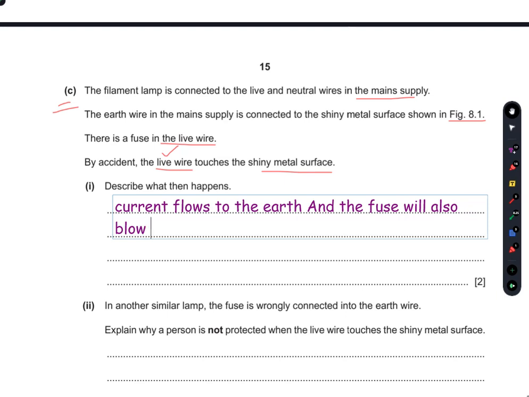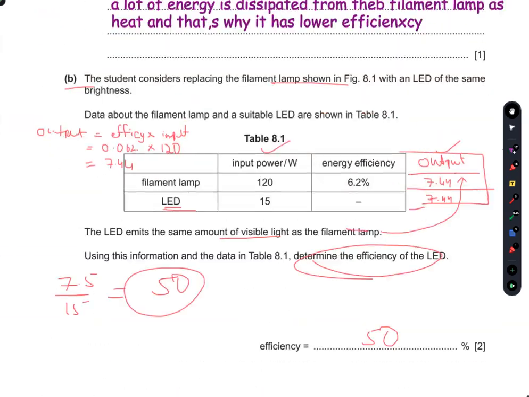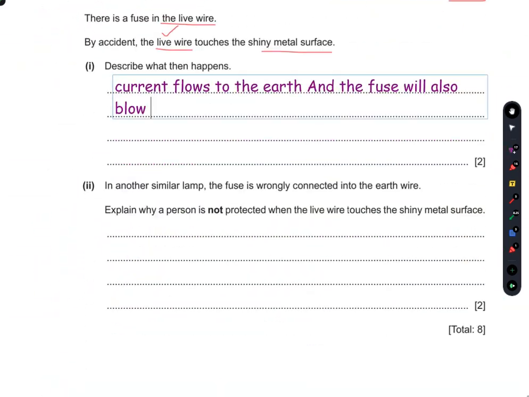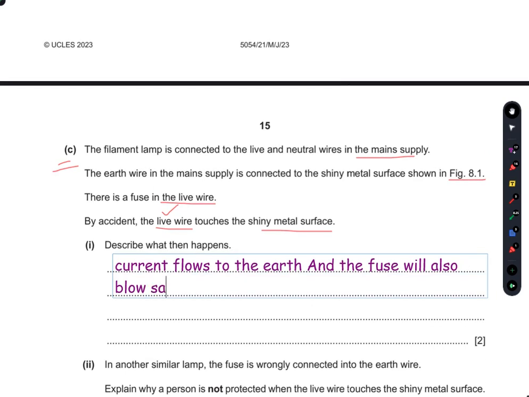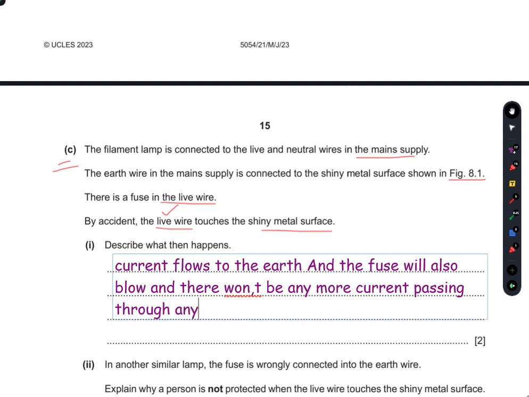So that will happen here in this case. The fuse will blow, the current flows to the earth, and there won't be any more current passing through any of the wires, because the fuse breaks the circuit. That's your answer.